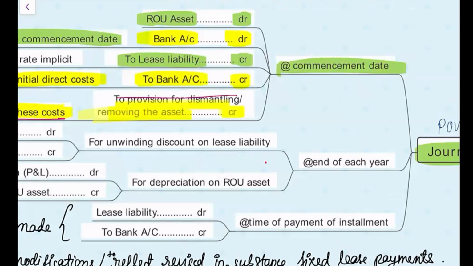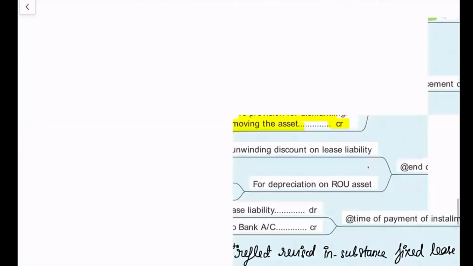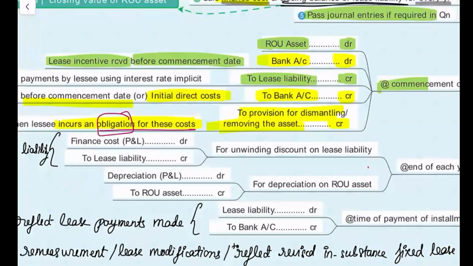So this will be the journal entry at the commencement. Record the ROU asset, record the lease liability. For any payments made, credit the bank account. For any payments received, debit the bank account.